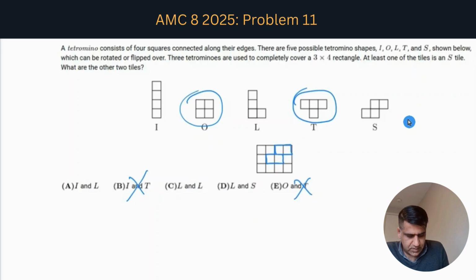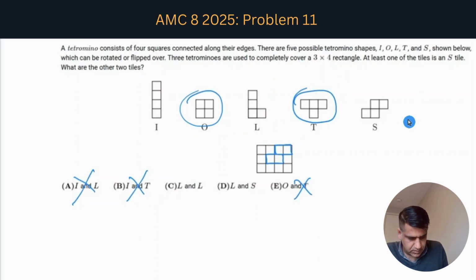And same, like we can use I. If we use I here, then we cannot use another I or L. So it means that this is also not possible. And now we can check the remaining option, that is L.